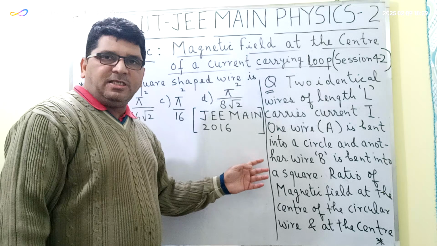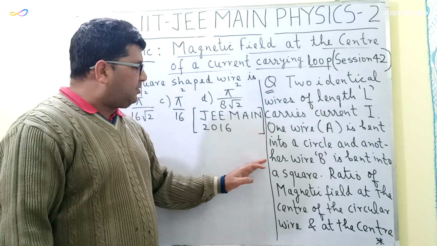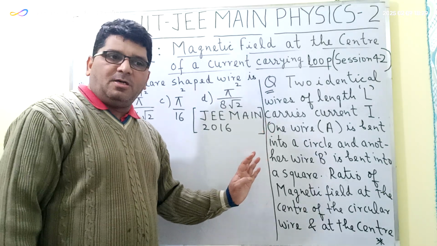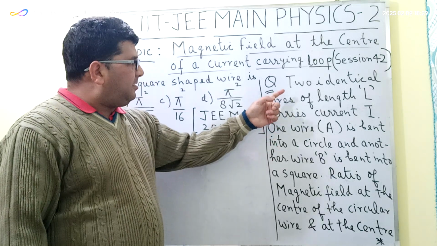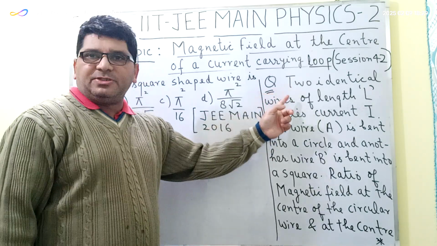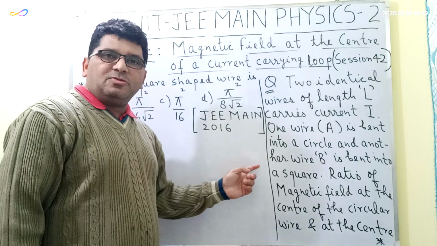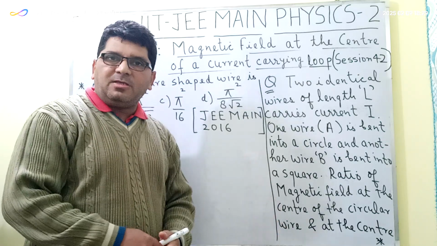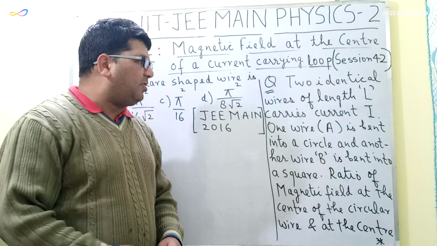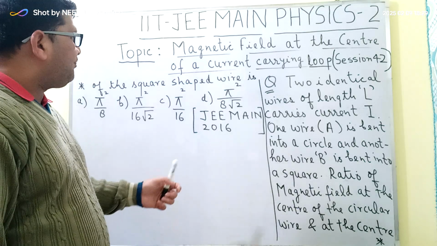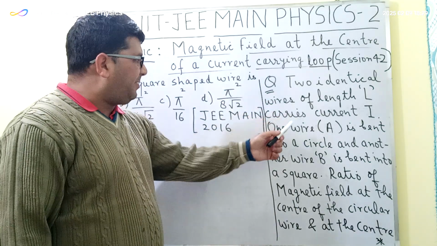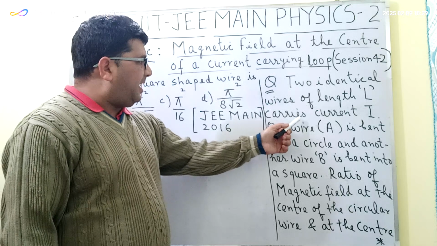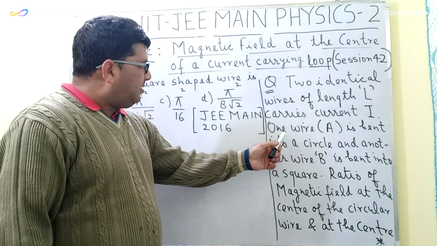Now ये जो क्वेश्चन है ये एक बहुत ही आसान क्वेश्चन है which is based on direct formulas, and the level of difficulty of this question can be compared to the level of difficulty of the questions which are asked in the board examination. So the question here is: two identical wires of length capital L carry a current I.